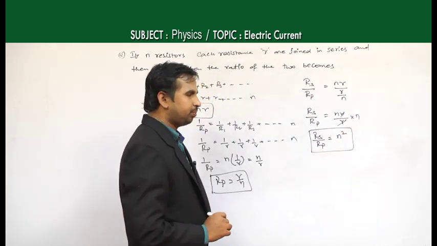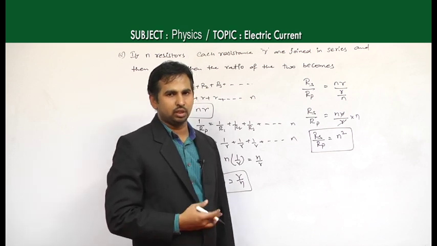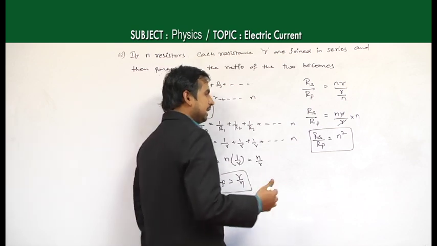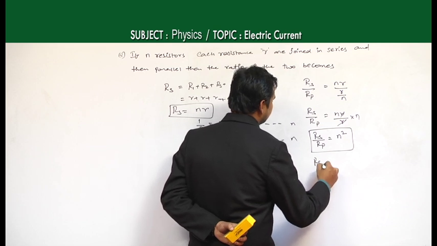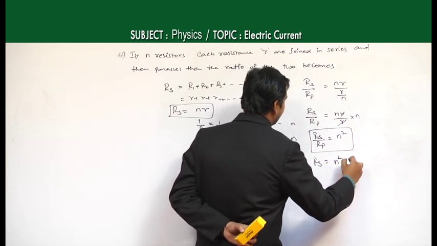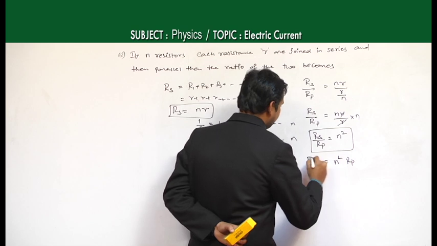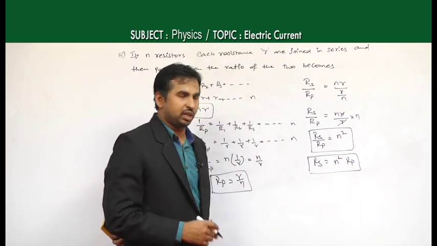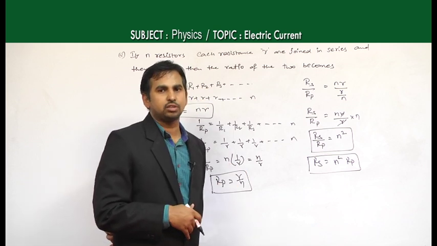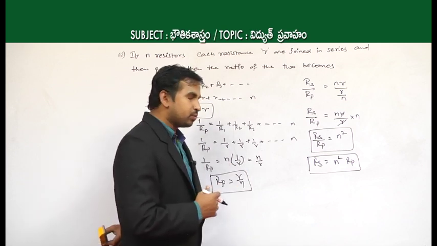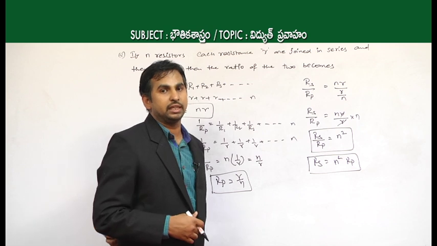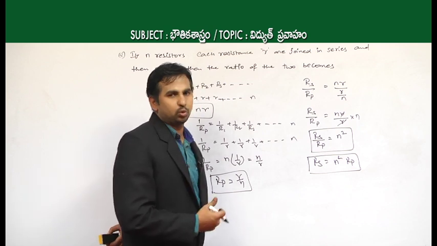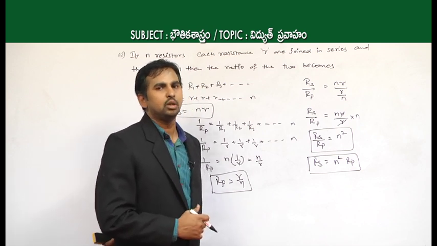So, Rs by Rp is equal to n square, which gives you the relation that the series resistance is equal to n square times Rp. Rs is equal to n square times Rp, where n is the number of resistances we are taking. From this it is very clear that if you arrange resistances in series, the resistance is always more than when they are connected in parallel.